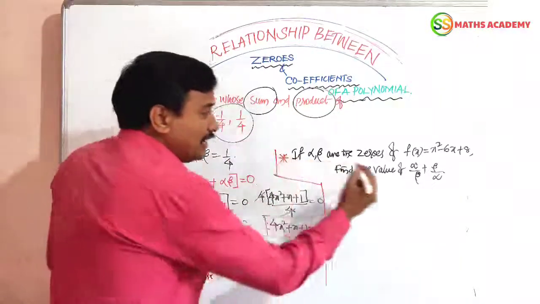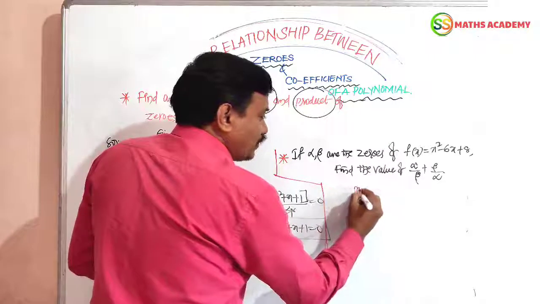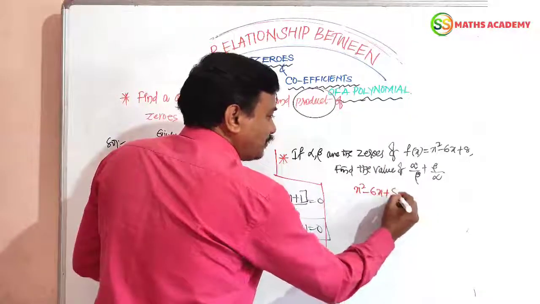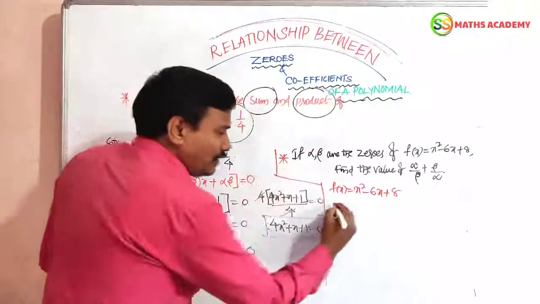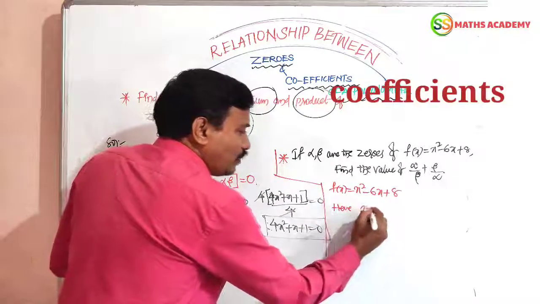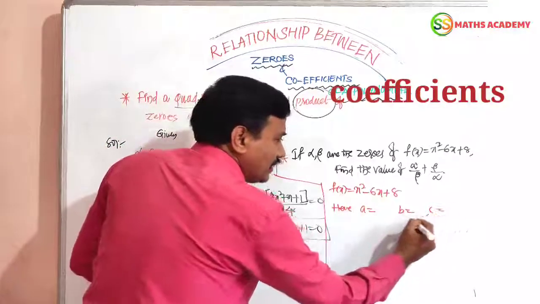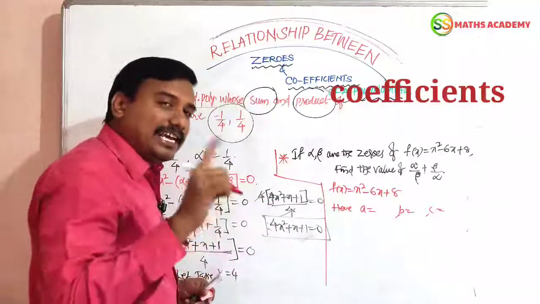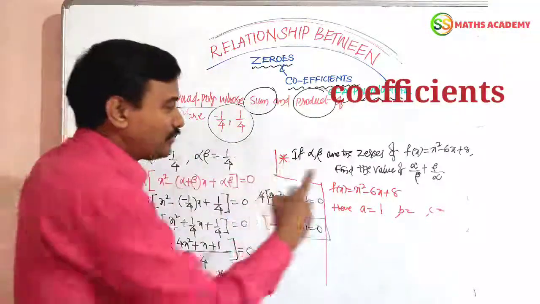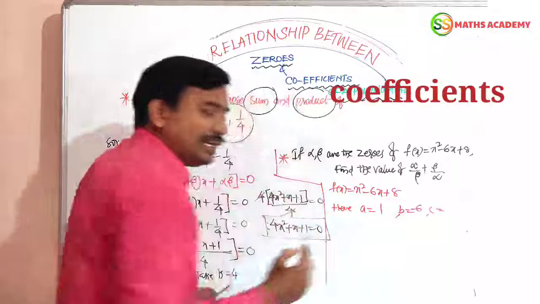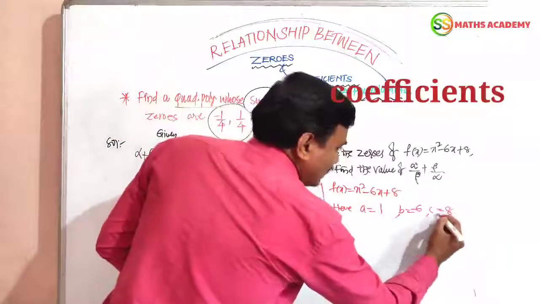Friends, we have to find the zeros first. F of x is x square minus 6x plus 8. Simple. Here you have to write the coefficients. What are the coefficients? A is the x square coefficient, 1. B is the x coefficient, minus 6. C is the constant, 8.